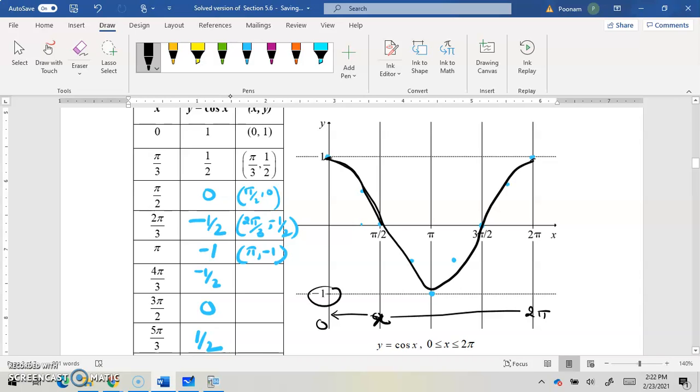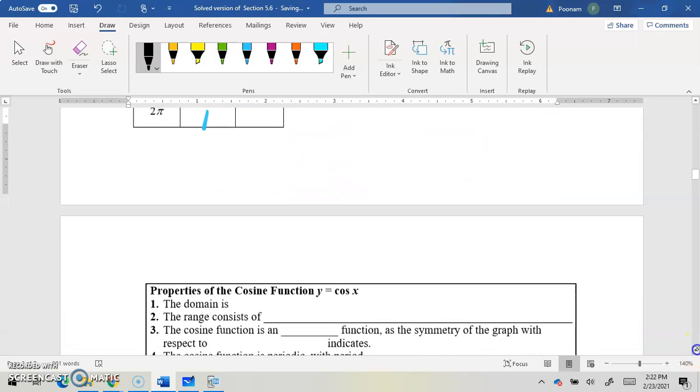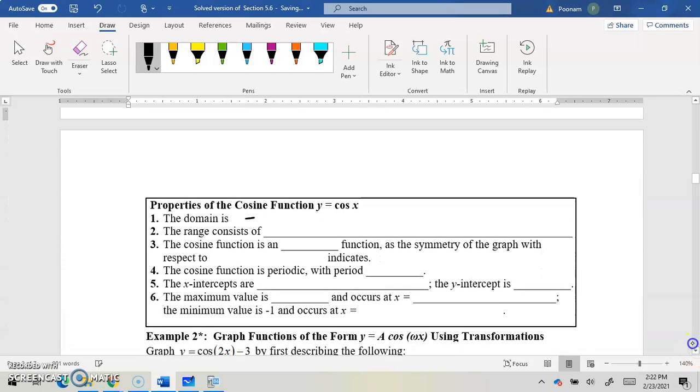So the range of the cos function would be from negative 1 to 1. And cos is defined for all x values. So the domain of the cos function would be negative infinity to infinity. The range of the cos function, again, does not take values less than negative 1, and does not take values higher than 1.